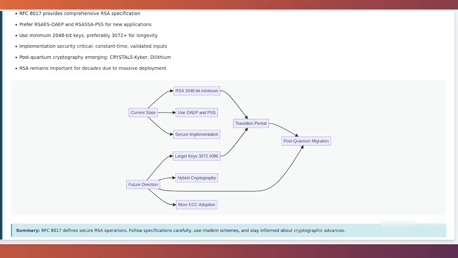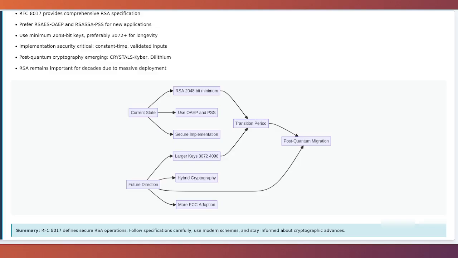For signatures, RSASSA-PSS offers provable security benefits. While RSASSA-PKCS 1 version 1.5 remains acceptable, it must be properly implemented. Always use key sizes of at least 2048 bits, and preferably 3072 or 4096 bits, for long-term security. Use SHA-256 or stronger hash functions. Never use SHA-1 for new applications.